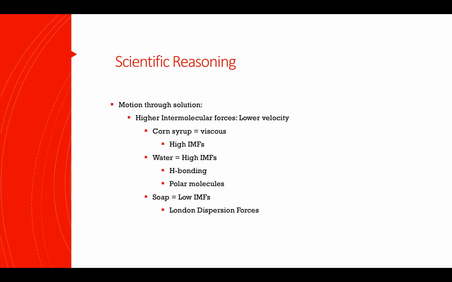Corn syrup is an extremely viscous liquid, meaning that the attractive forces it exhibits are strong. Water, while not as viscous, is known to exhibit both polarity and hydrogen bonding, 2 extremely attractive forces. As for soap, its molecules only produce London dispersion forces, extremely weak IMFs. Because the attractive forces within soap are so much lower than those of water or corn syrup, the beads were more easily able to travel through the solution.